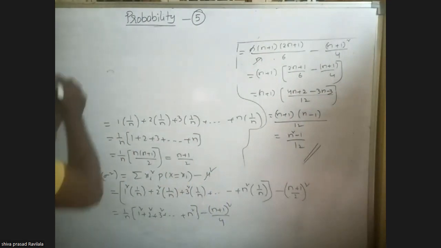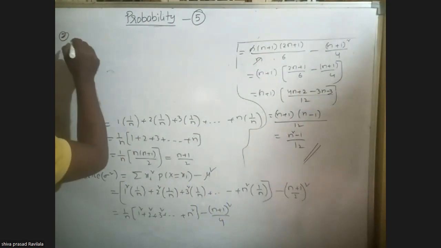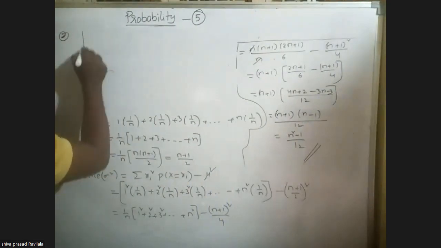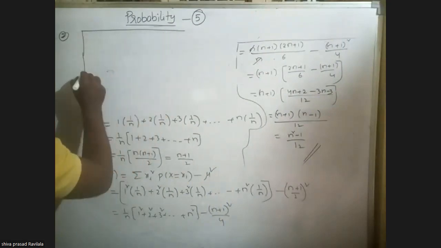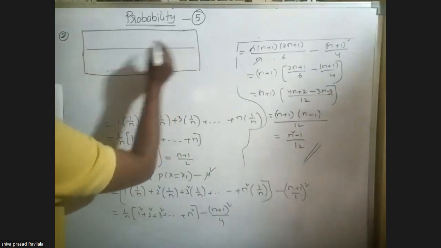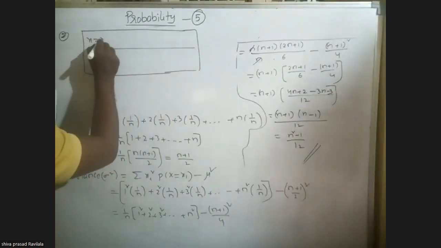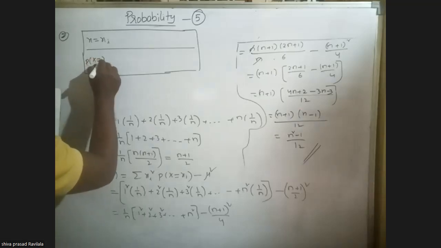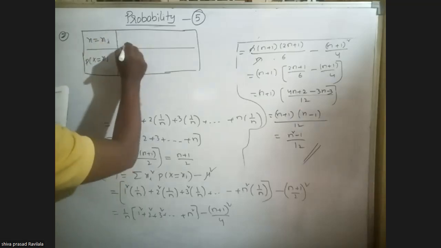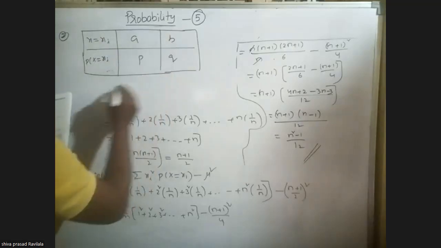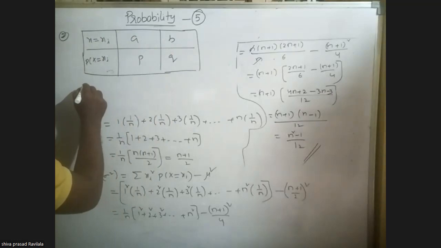And next, one more question. Same calculation. If X is a random variable, directly I am writing the table. Find the mean and variance. But here two unknown values: X is equal to Xi, and probability of X is equal to Xi are a and b, p and q. Find mean and variance.